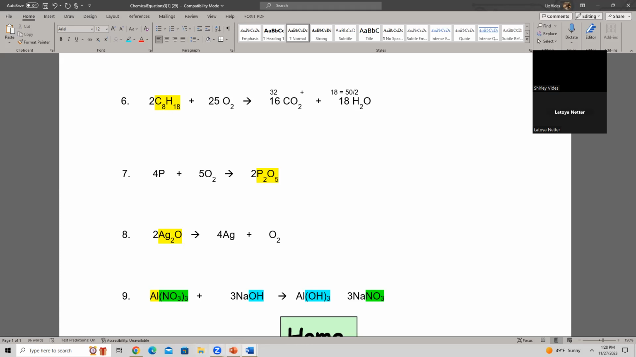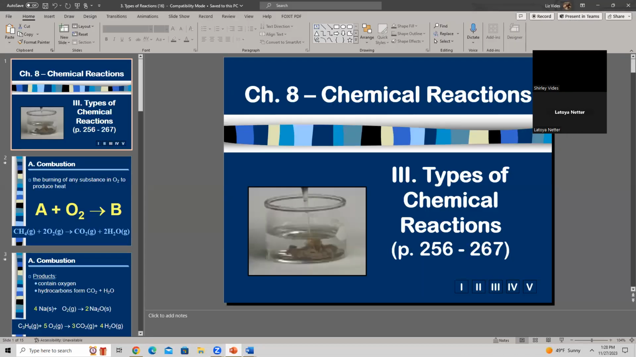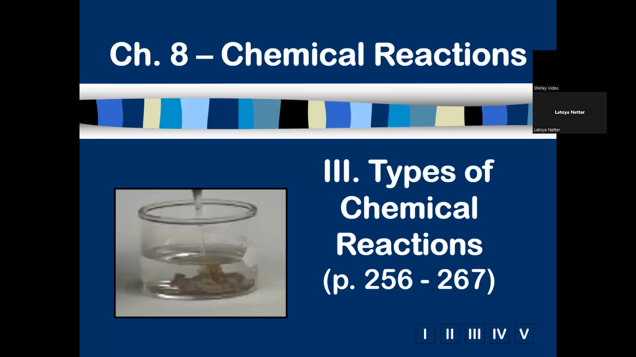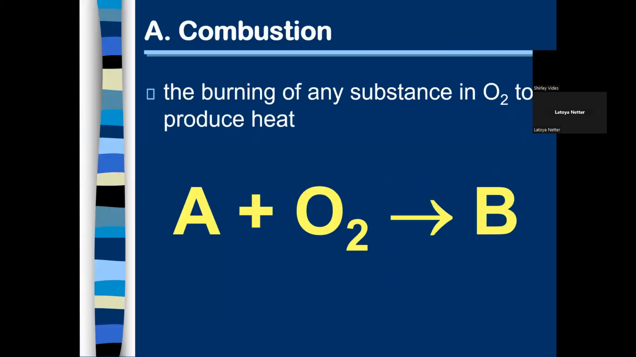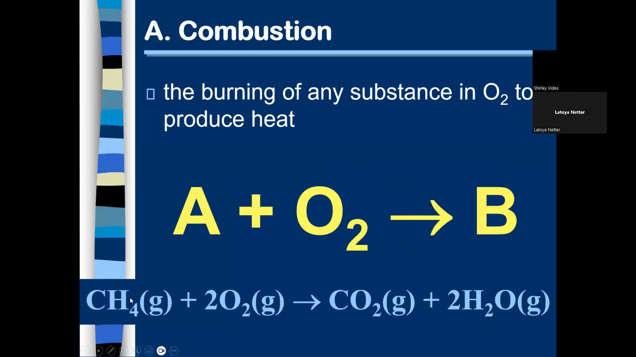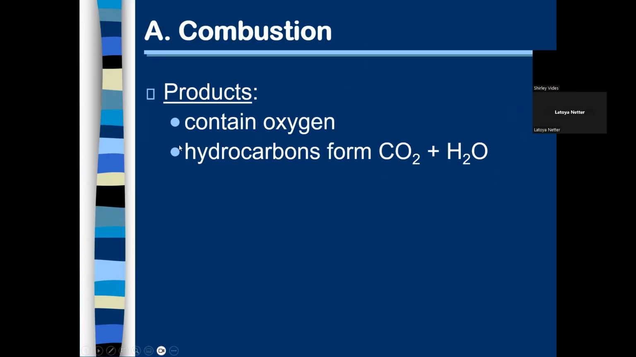Okay, so now we're going to look at types of chemical reactions, because they go beautifully together. We have 5 types of chemical reactions. The first one that we're going to look at is combustion, and that's the one we've been talking about all along. It's the burning of any substance in oxygen to produce heat. But if you have a hydrocarbon, the products are always going to be carbon dioxide and water. And this is the key.